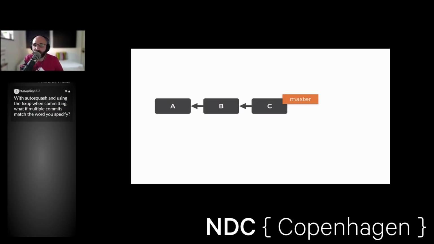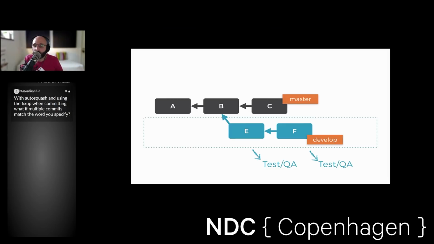Let's say again that I have this master branch, and then I have another long-running branch, which is called develop. Now, you want to map these two branches to different environments. So for example, whatever is in develop we're going to deploy to a test or QA environment where it's going to be verified.